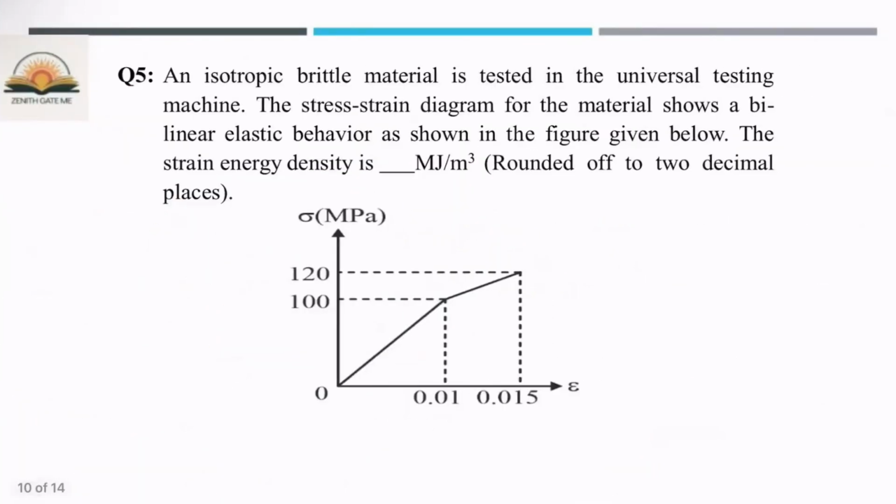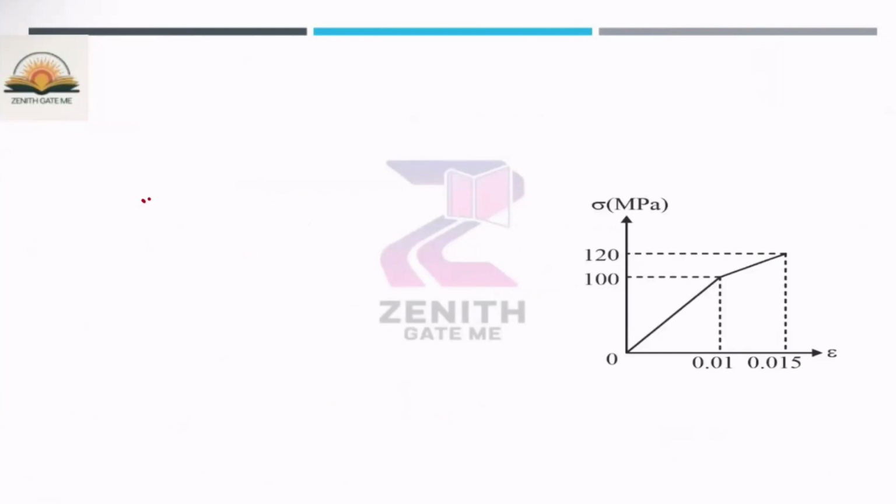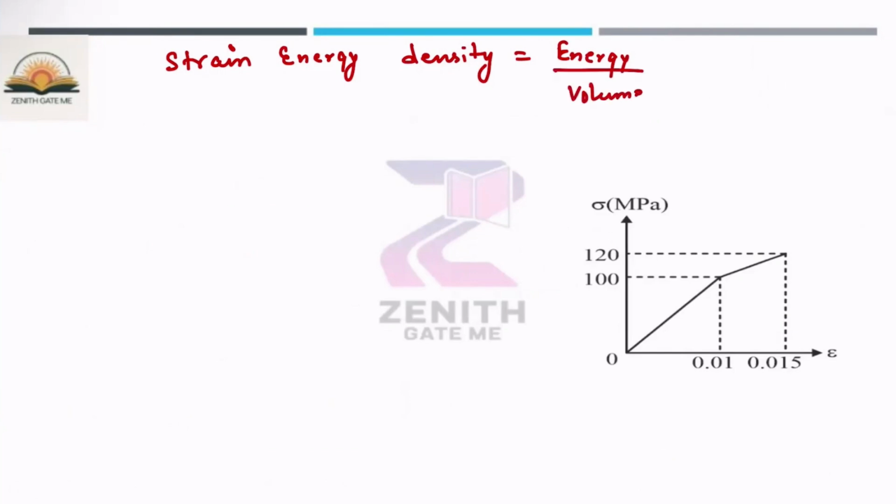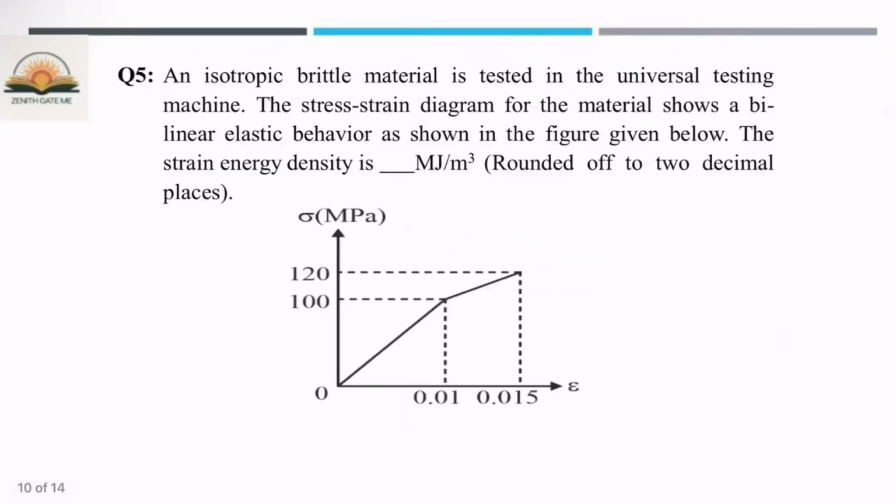Now the next question, from the stress strain diagram. In this particular question, you have to calculate the strain energy density. So what is the strain energy density? Strain energy density is nothing but energy per unit volume. Energy is in joules, and volume, let us suppose, in meter cube. So you have to calculate the strain energy density in megajoule per meter cube.